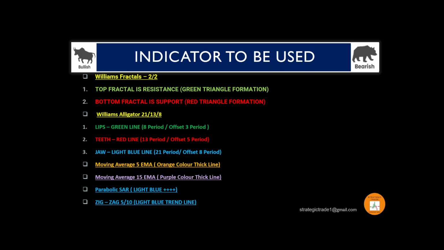Again, we are going to use 2 moving averages: one is the 5 EMA and another is the 15 EMA. The 5 EMA we normally consider for selling purposes, and the 15 EMA for buying purposes. How we are going to take it, I will also explain in detail.